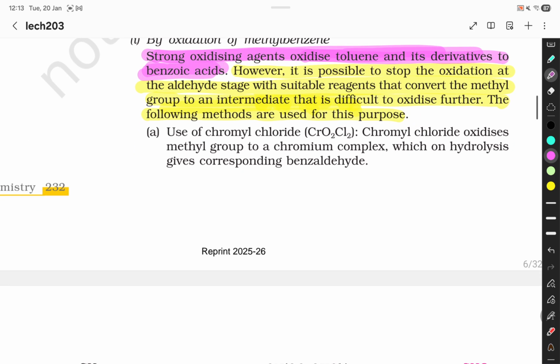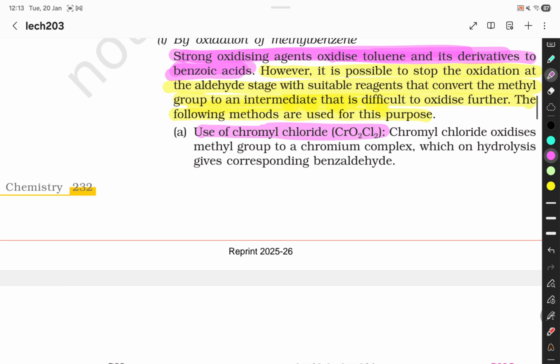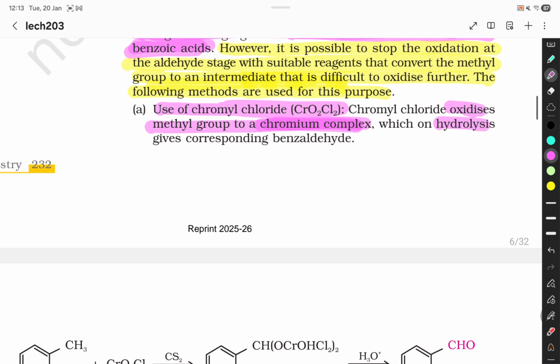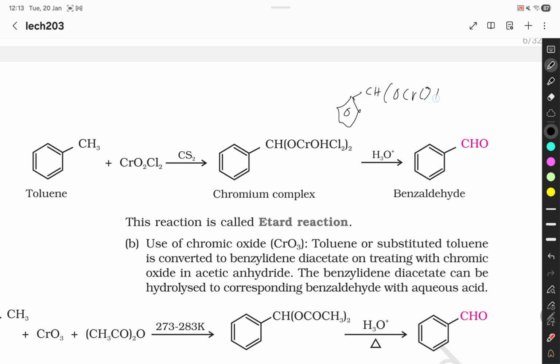KMnO4 oxidizes toluene to benzoic acid. That is what we know. And chromyl chloride is used for creating an aldehyde. All right, so chromyl chloride oxidizes the methyl group to give a chromium complex. Okay, and this hydrolyzes to give benzaldehyde. So it forms the chromium complex, as you guys can see, C6H5CH(OCrOHCl2)2.